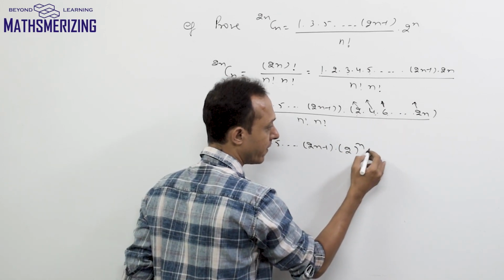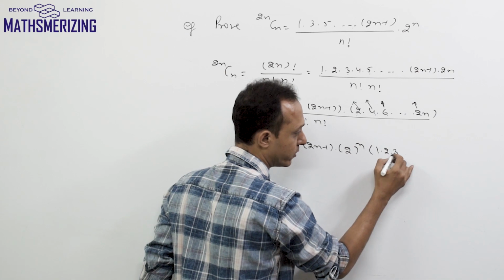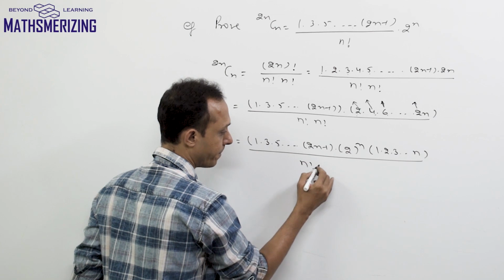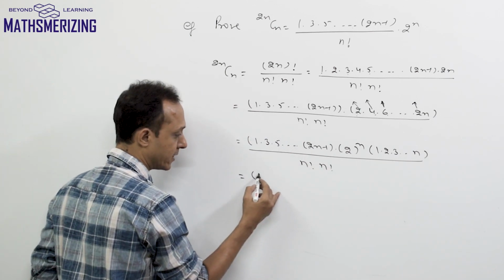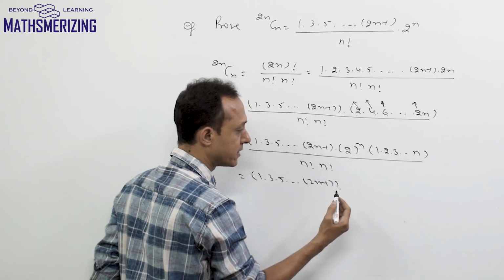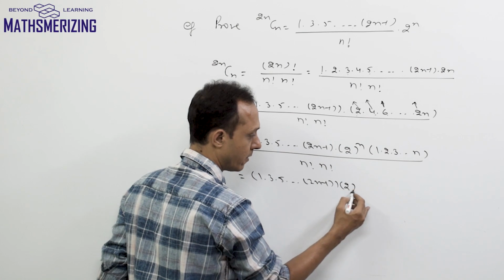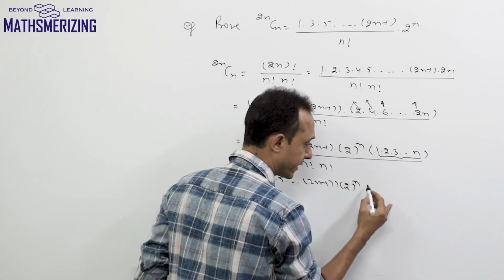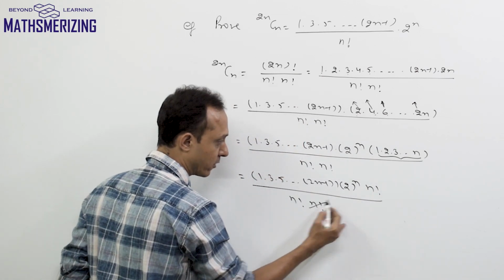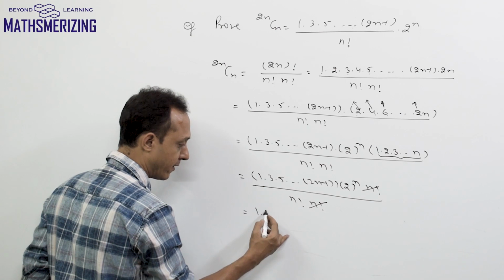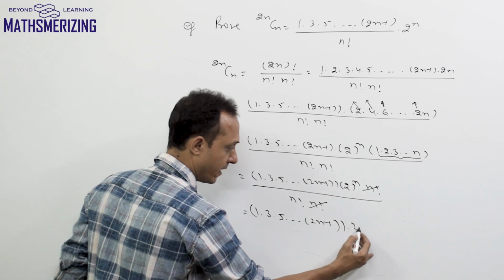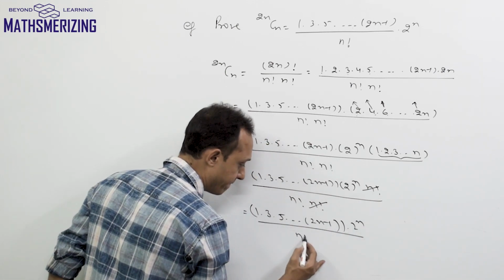So there will be 2 to the power n, and here I'll get 1 into 2 into 3 up to n upon factorial n and factorial n. So I can write it as 1 into 3 into 5 up to 2n minus 1, that is the product of all the odd numbers, and then 2 to the power n. Now 1 into 2 up to n is nothing but factorial n, and this is factorial n into factorial n. So factorial n will get cancelled. So I'll write it as 1 into 3 into 5 up to 2n minus 1 into 2 to the power n divided by factorial n.